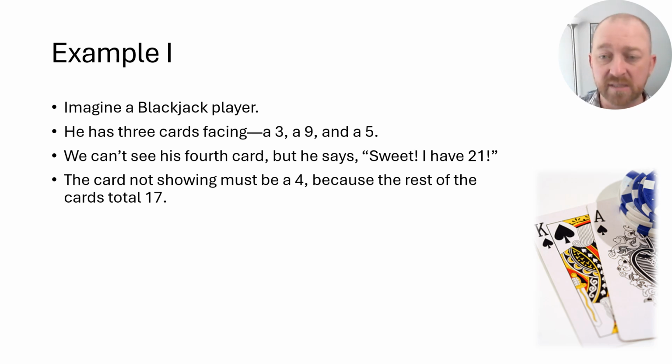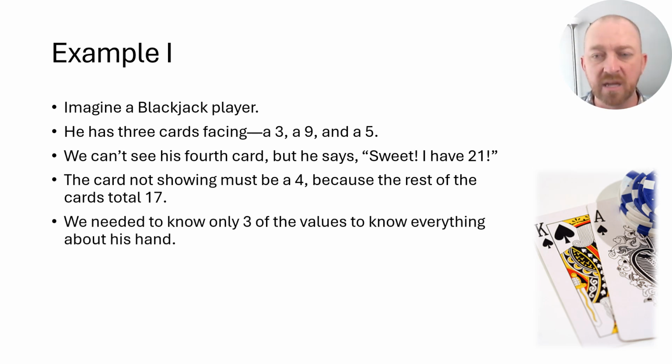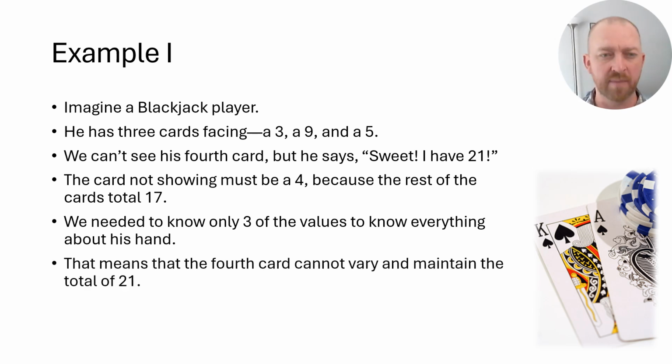So we don't even need to see it to know that it is a 4, as long as we believe that person. In other words, we needed to know only 3 of the cards' values. There were 4 cards, and we needed to know only 3 of those values, as long as the system was specified to be a total of 21, in order to then know everything about the system. It specified the system completely. So we didn't actually need to know that 4th card's value, because we already knew the value of the other 3 cards and that the total equaled 21. So in other words, that last card could not have varied.